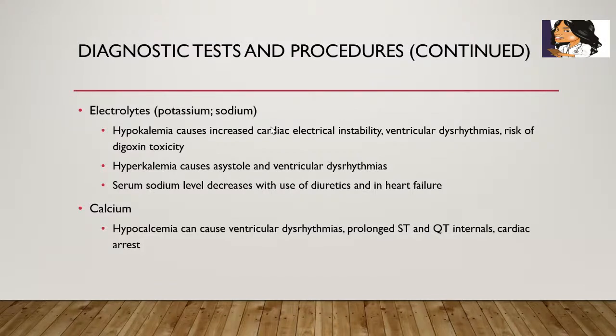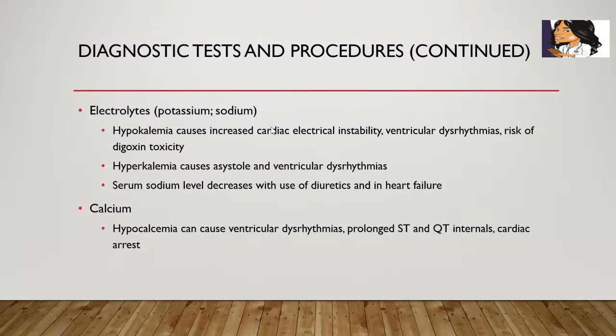And hyperkalemia causes asystole and ventricular dysrhythmia. Sodium levels decrease with the use of diuretics, so if someone is taking furosemide, it may make the patient hyponatremic. And then calcium: hypocalcemia can cause ventricular dysrhythmias, can prolong ST and QT intervals, and can lead to cardiac arrest.